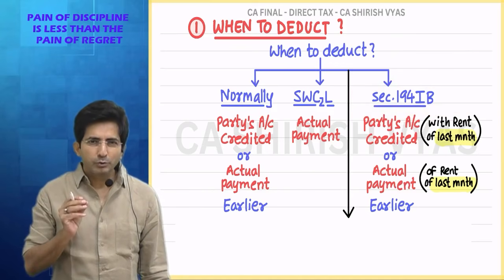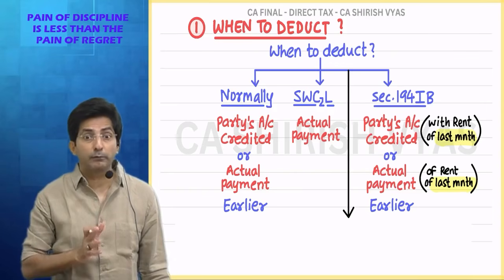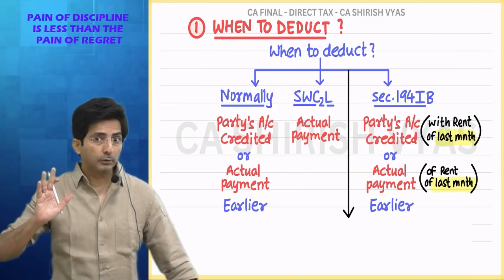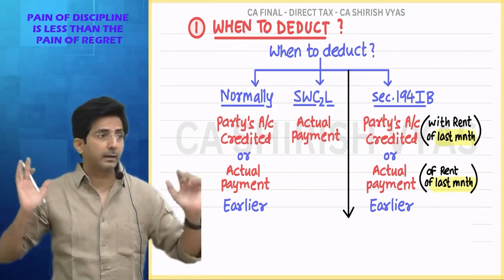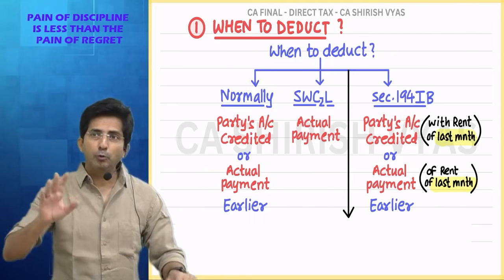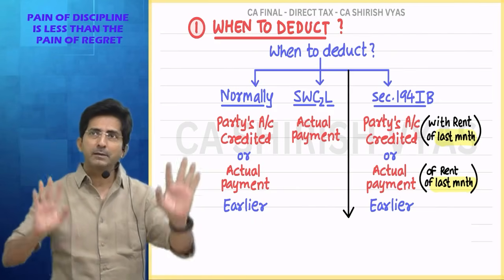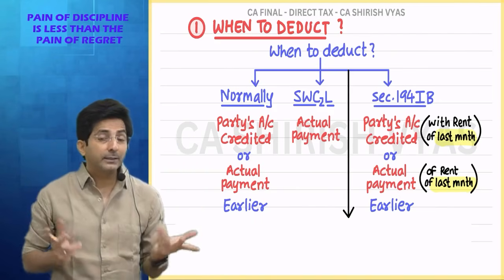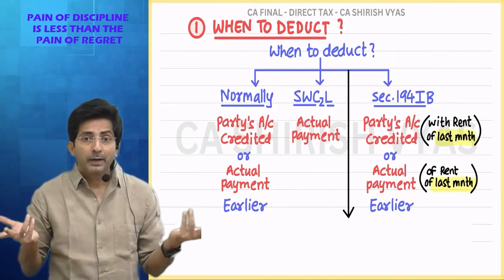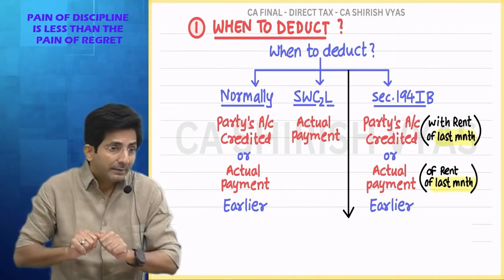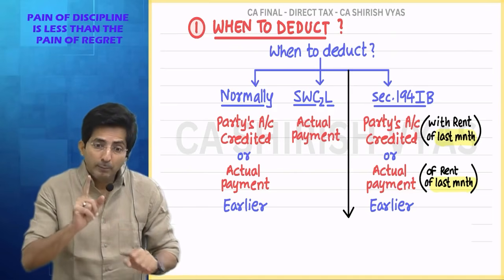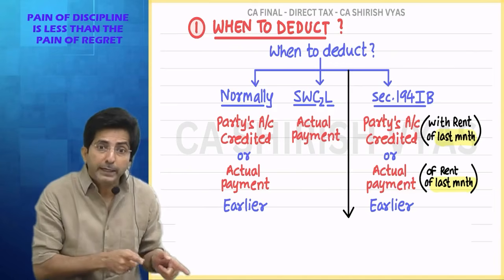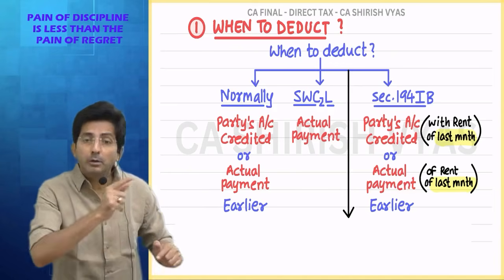Small individuals and HUFs are also required to deduct TDS if it is rent of immovable property. What was the logic I gave? Immovable property is a main source of rental income, and there are many people who do not have any job or business. They are surviving on rent, and it is rent of which property? Immovable property. And what if they don't pay tax? That's why the government is afraid. That's why the government said, even if immovable property rent is paid by a small individual or HUF, TDS should come.